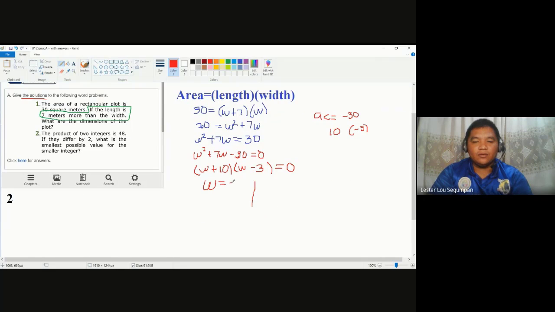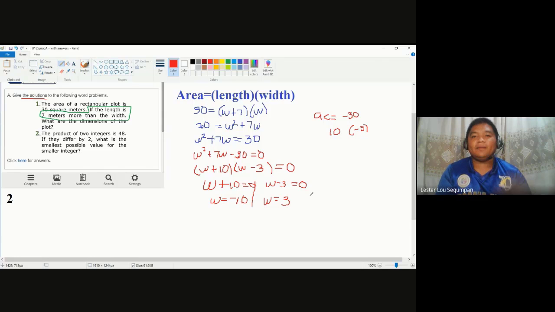W plus 10 is equal to 0, and W minus 3 is equal to 0. And then we have W is equal to negative 10, and W is equal to positive 3. Now, these are the possible values for W.